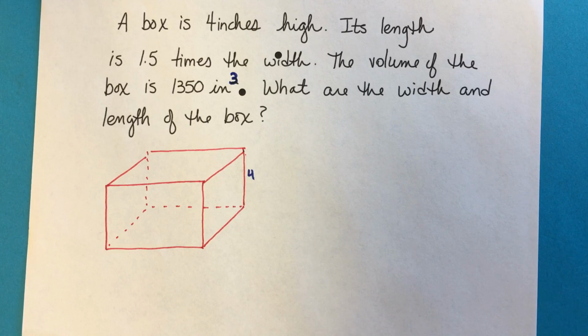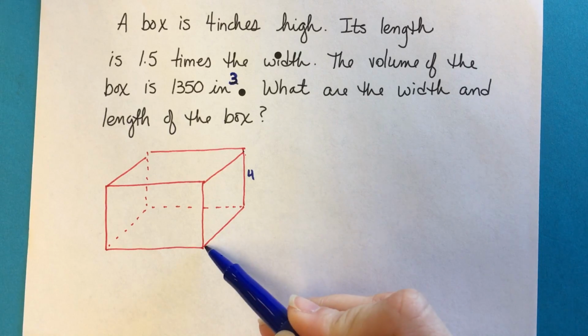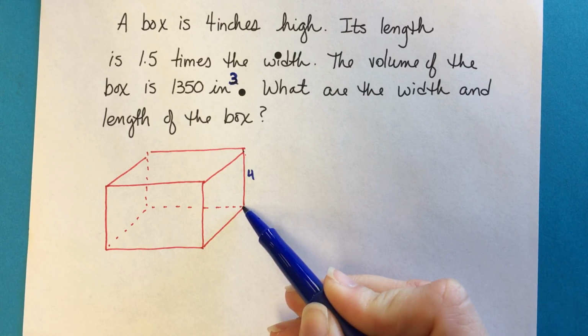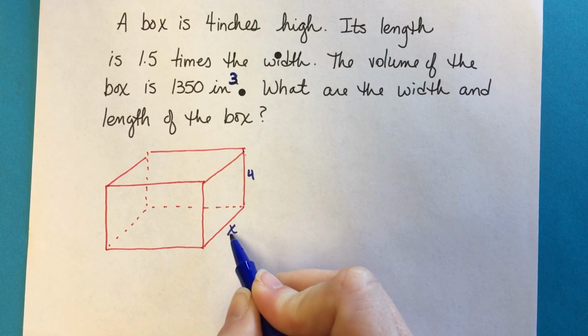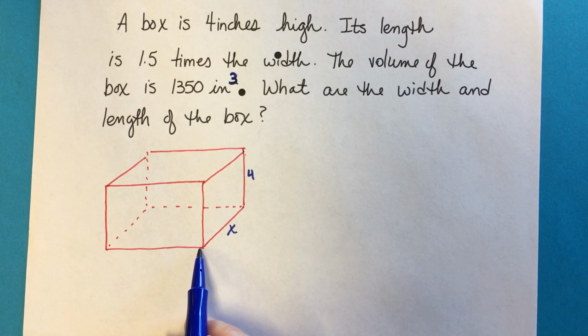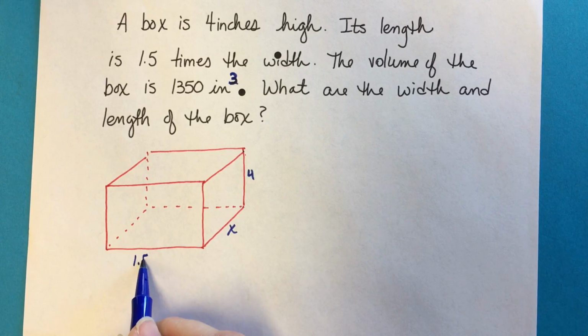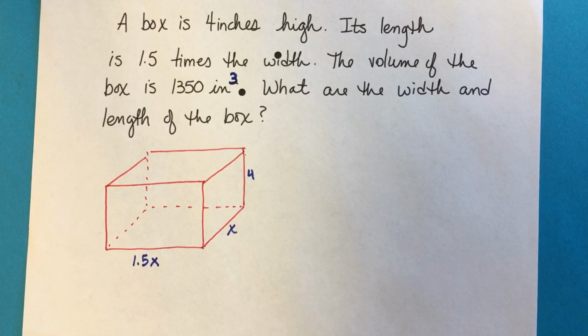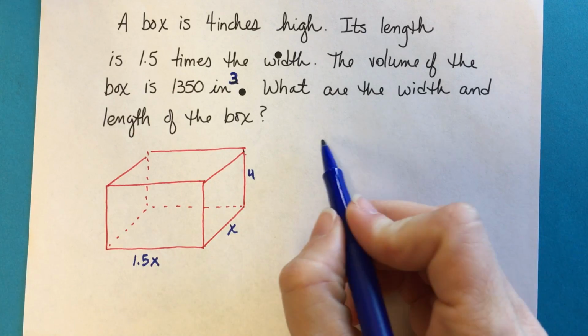Okay, you're told that its length is 1.5 times the width. So going back this way would represent the width. So I'm going to let that be x. So the length of the box, I'm going to label it down here, the length of the box is 1.5 times the width. So you're just going to multiply the 1.5 times the x. Now, that's similar to what we just did a few minutes ago, but I'm going to have to use a different formula this time because we're talking about the volume of a box.